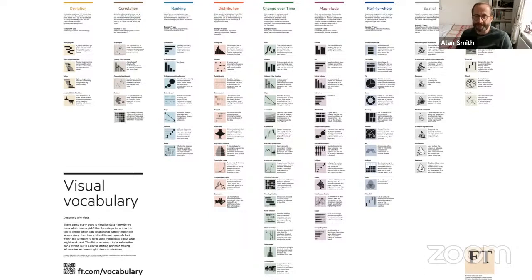If you want to show magnitude, which means how big things are, then the column or bar chart is a good option. But you can see that there's a lot of other options too. And that's what I'm going to have a look at now: take a couple of those categories, the change over time and magnitude and part to whole, and look at some examples of that.